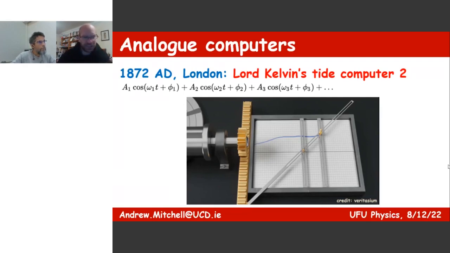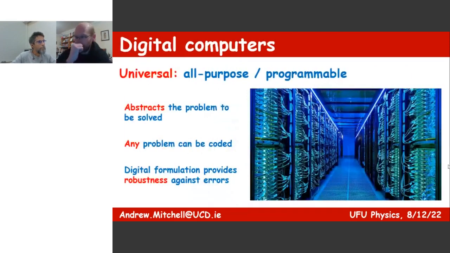And so I guess that's a long-winded introduction to the idea of analog computers, which I want to talk about today in the modern context.